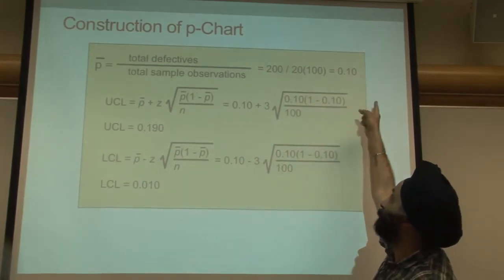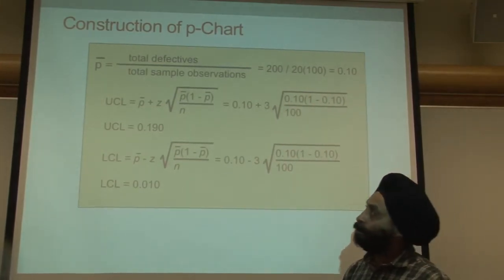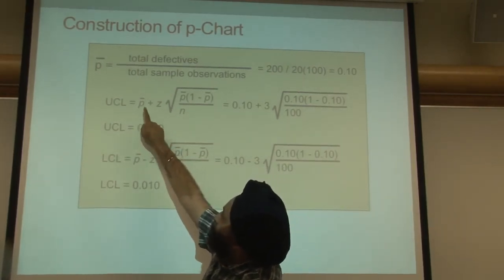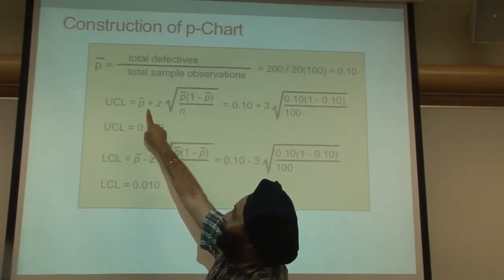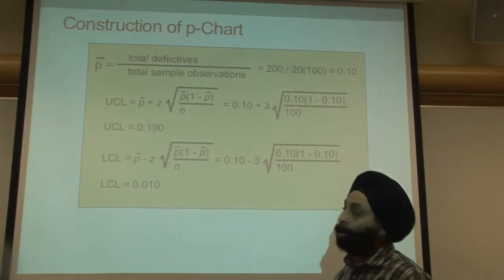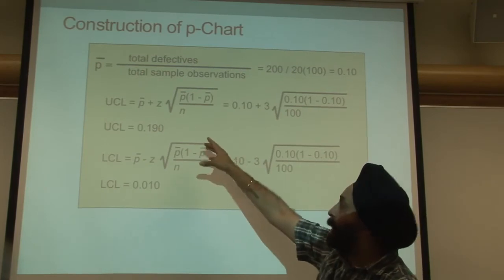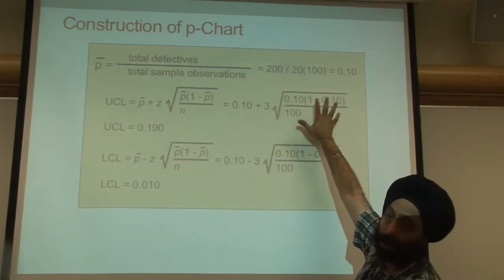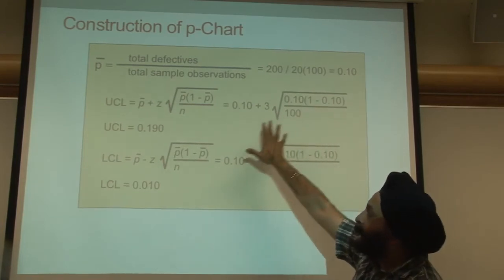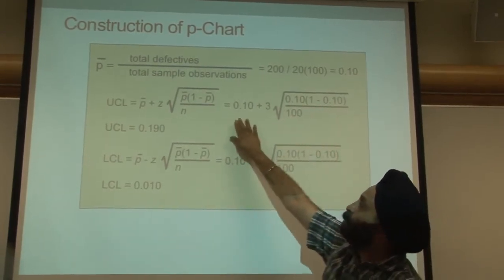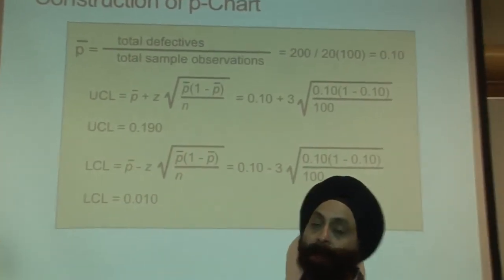200 over 2,000 is 10%, which is the average proportion defective. So in this case, the P upper control limit is P bar plus Z times the square root of P bar times 1 minus P bar over N. So in this case, 10% plus 3 times the remainder of the formula. And when you take this number and add it to 0.1, this gives you 0.190.